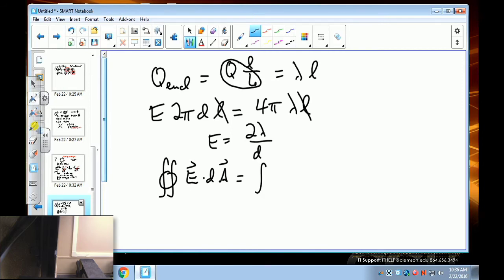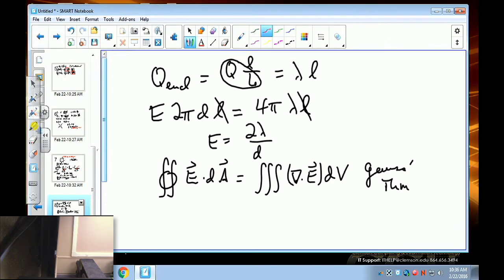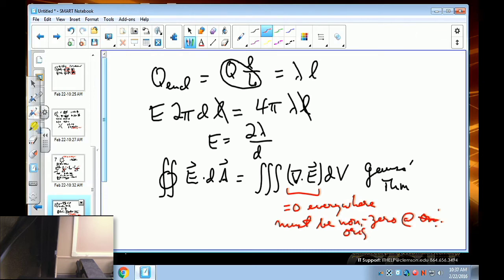Using Gauss's law, excuse me, this is Gauss's theorem, that flux has to equal the volume integral of the divergence. But we just found for this field that the divergence is 0 except at the origin. So that means that this thing has to blow up at the origin. So this is 0 everywhere except it must be non-zero someplace. In fact, it's so big at the origin that it accounts for all of that divergence.